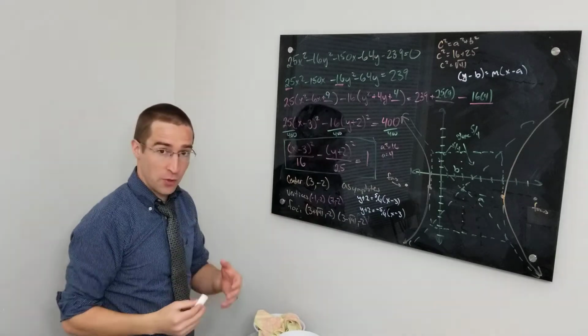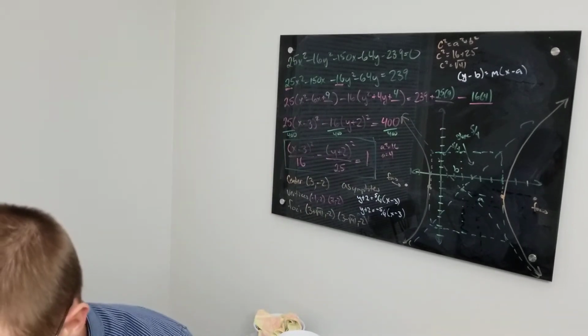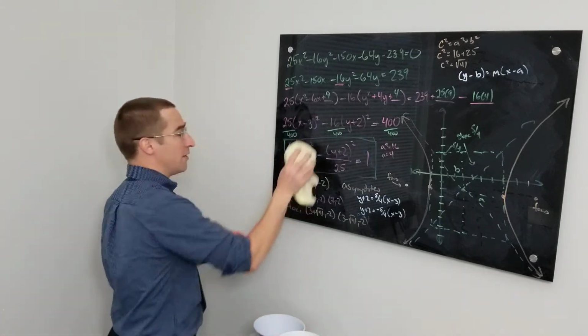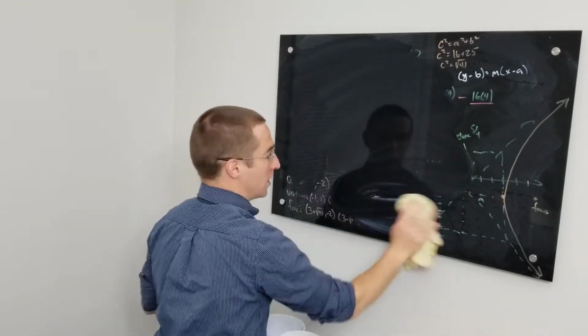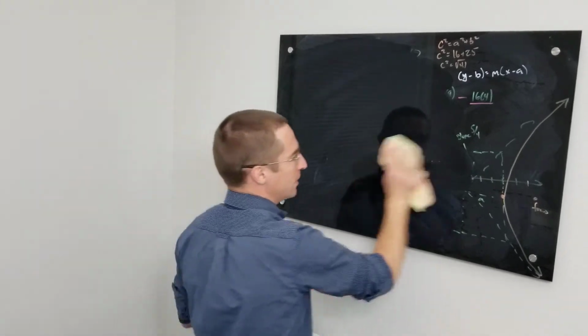That answers all the parts. We'll go to one more, and then I'll let you do some work. So example 2: we're given some information about the hyperbola, and then our job is to write the equation and sketch the graph. Just write the equation, sketch the graph.